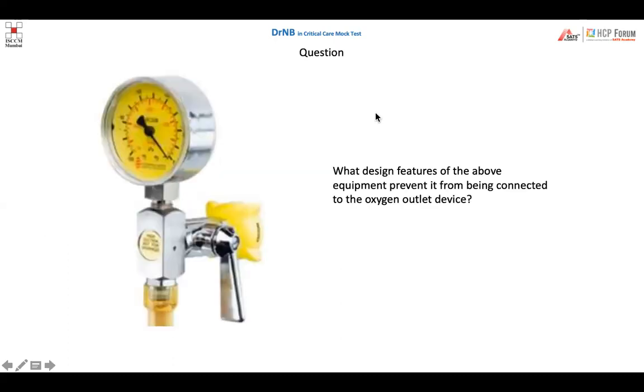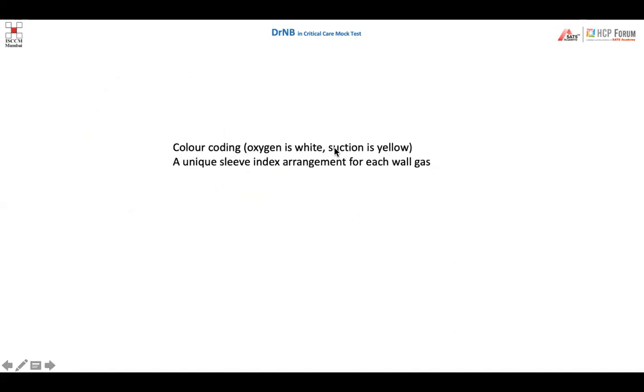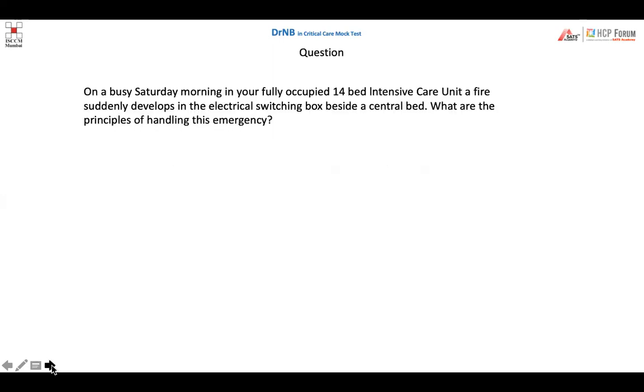What design features of the above equipment prevent it from being connected to the oxygen outlet device? So these are color coded and size coded. Oxygen is white, suction is yellow, and there's a unique sleeve index arrangement. So the size of the sleeve which enters inside is different, so all will not fit into the same. There are different sleeve sizes, or sleeve index.